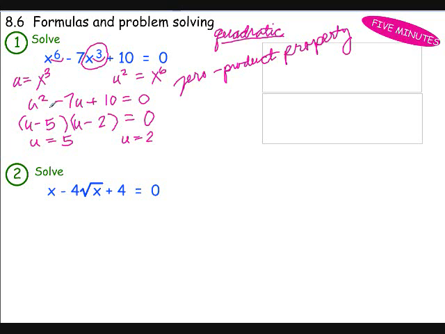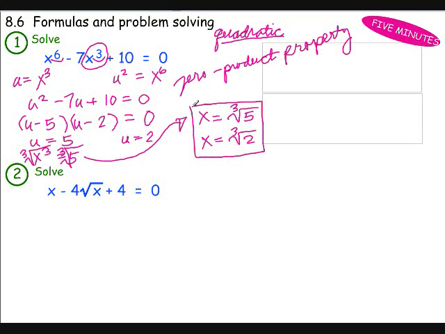We said in the beginning that u was equal to x to the third. So that would mean what? How are we going to figure out what x is? That's right, we're going to take the cube root of both sides. So we get x is equal to the cube root of 5. And we can go through that whole exercise again right here. We substitute in what u is equal to, x to the third. Then we solve for x, and we get x is equal to the cube root of 2. So there are our answers to that one.